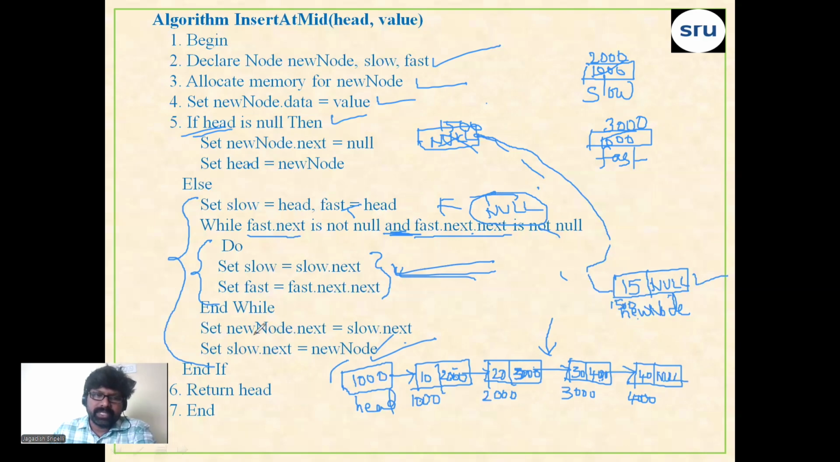Next we need to see new node dot next equals to slow next. Slow is what? 2000. 2000 next is what? 2000 next is 3000. 3000 value is going to be stored at where? New node dot next. New node is what? Here we want to store the 3000. New node, slow dot next value.